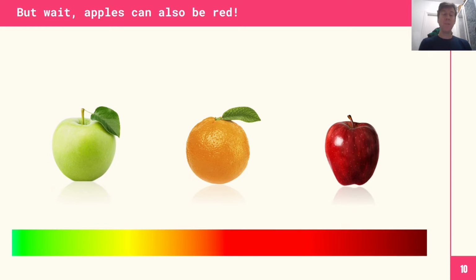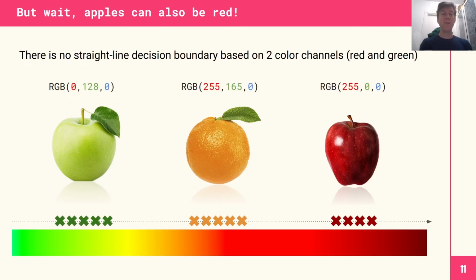Now, this problem of classifying whether a fruit is an apple or an orange is a little bit more difficult than the simplified model I just presented, because apples can also be red. So there's no straight line decision boundary between the apples and the oranges in this case, because we can see that the red apple is similar in that the blue channel is 0 for all 3 fruits. That's good. But it also has a red channel of around 255. And it differs a little bit from the orange in that the green channel tends to be 0, whereas in orange the green channel tends to be around 165.